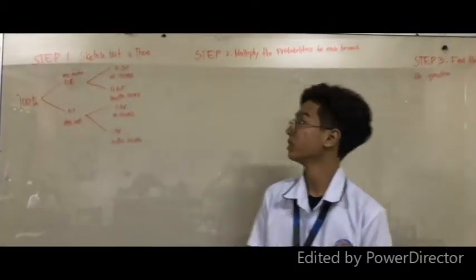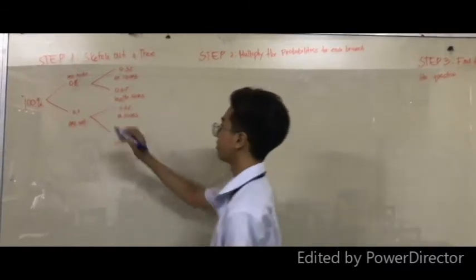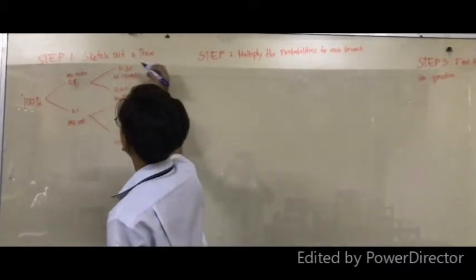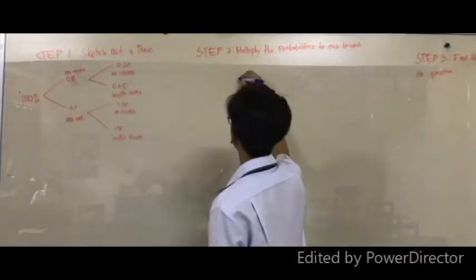Next is step 2. In step 2, we multiply the probabilities for each branch. So in the first branch, we have 0.8, and its following branches are 0.35 and 0.65.